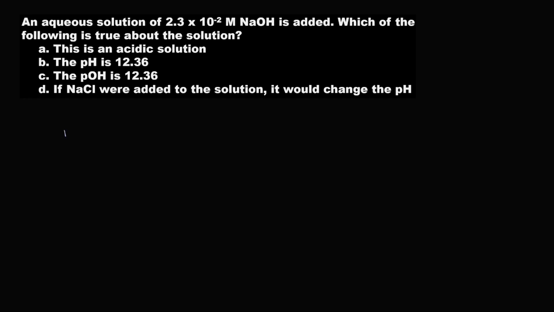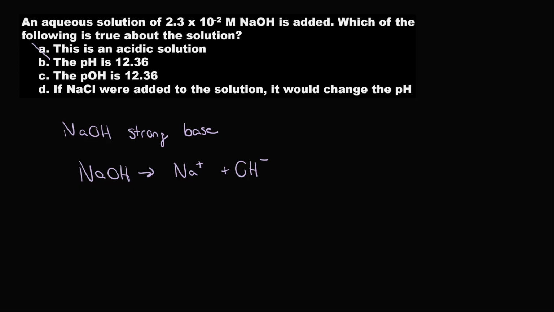What we know is that NaOH is one of our strong bases. And in this case, when NaOH is added to an aqueous solution, it's going to fully dissociate into Na plus and OH minus. And it's a full dissociation because it is one of our strong bases. This is the same case if it was a strong acid as well, which it is not in this case. So since we're adding a strong base into our aqueous solvent, this is going to be a basic solution, not an acidic solution. So we can get rid of letter A.